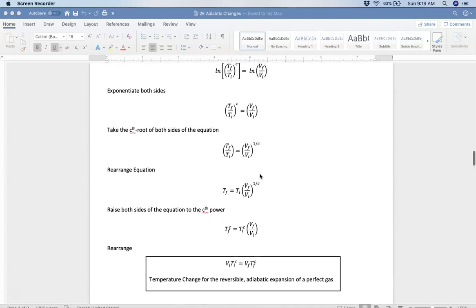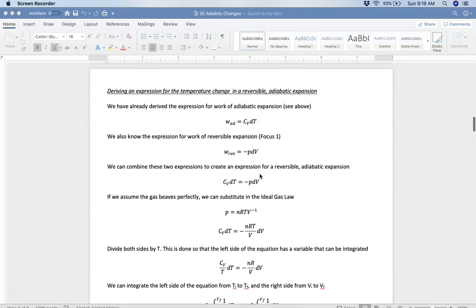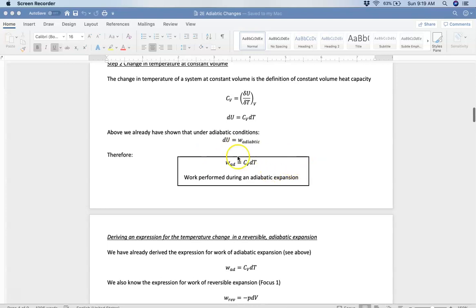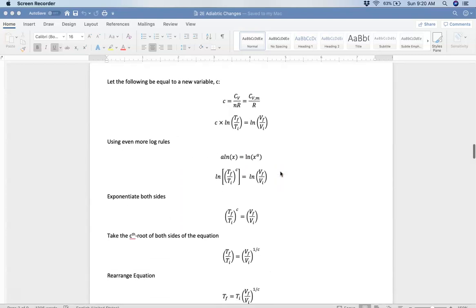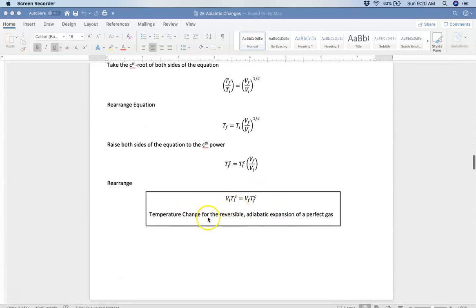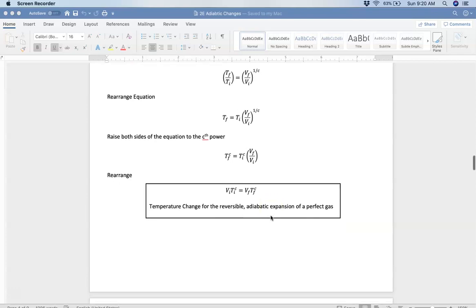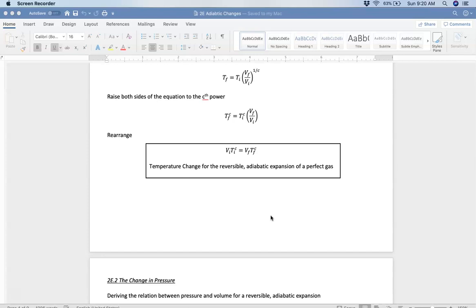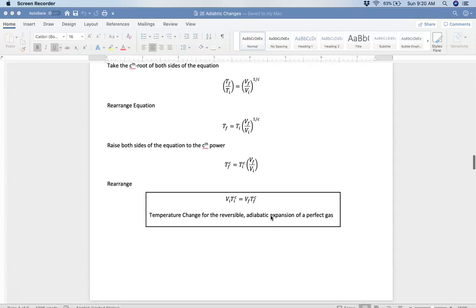So what we've done here is observe changes in temperature, and we ended up with two equations. What I want you to take home from this is our equation here for the work done for an adiabatic expansion, as well as this temperature change for a reversible adiabatic expansion. They're technically under two different conditions, solving for different things, but being able to know where those equations came from as well as being able to use them is going to be a critical aspect of this chapter.